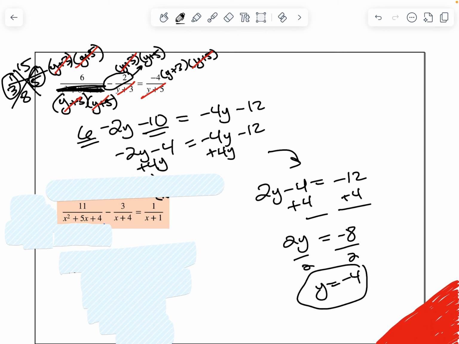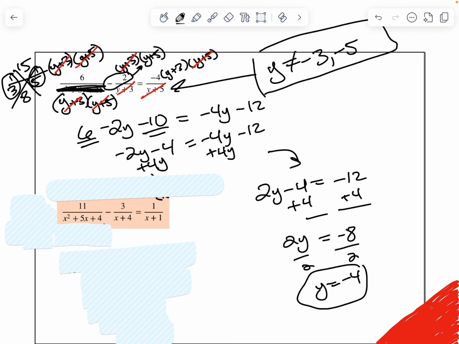We didn't write down our restrictions. It's important to do that. But if I go back and look at what my restrictions are, y could not be -3, and y could not be -5. Those are the 2 things that would have made the bottom 0. Luckily, my answer does not match up with those, and so this is a valid solution.